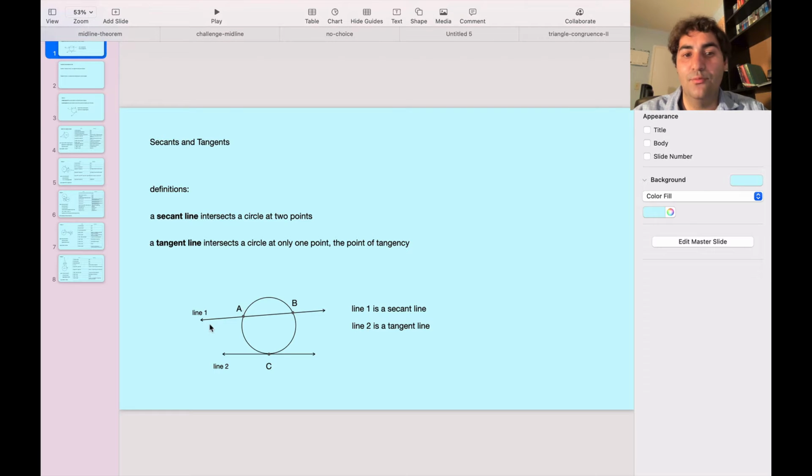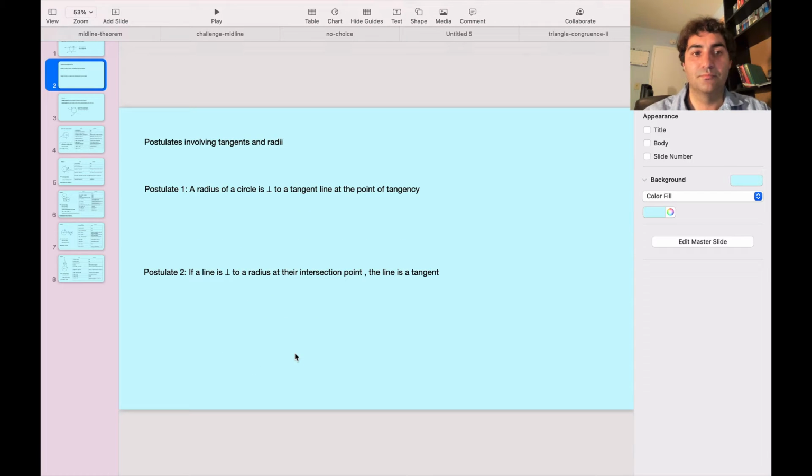So let's look at line 1. Line 1 intersects the circle at point A and point B. So it intersects the circle at 2 points, so line 1 is a secant line. Line 2 intersects this circle at only 1 point, point C, which is the point of tangency, and line 2 is a tangent line.